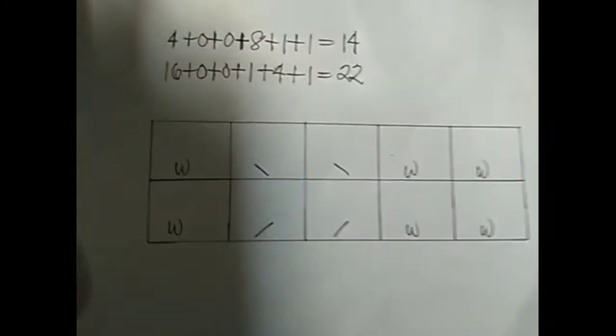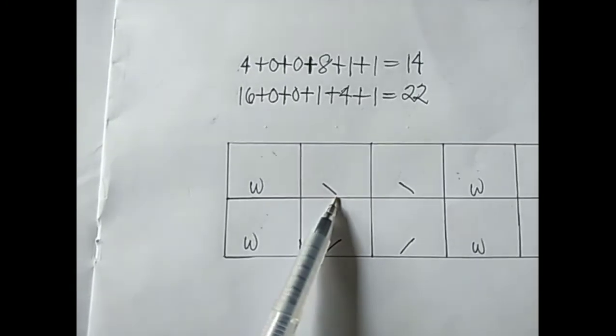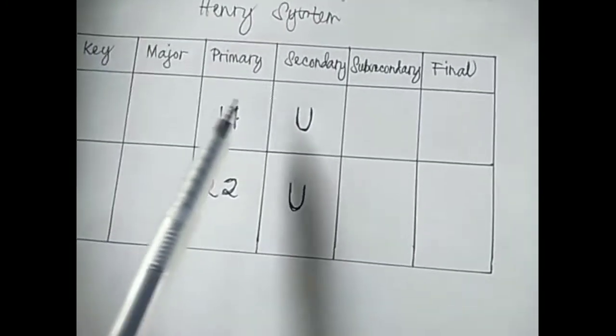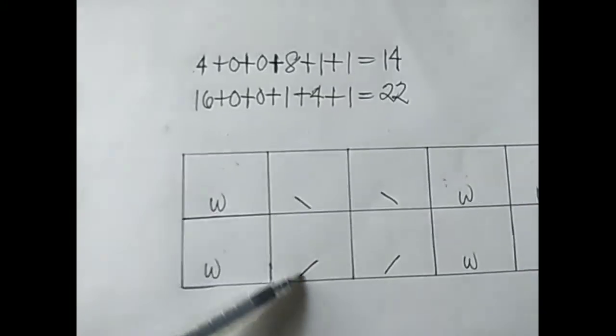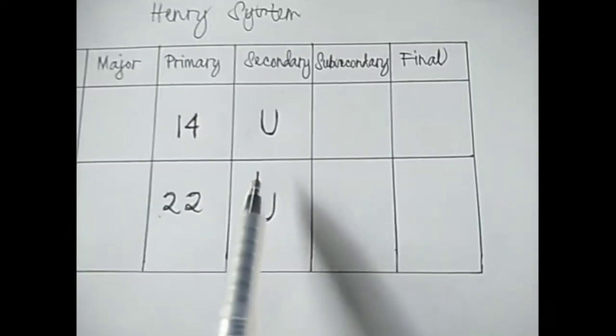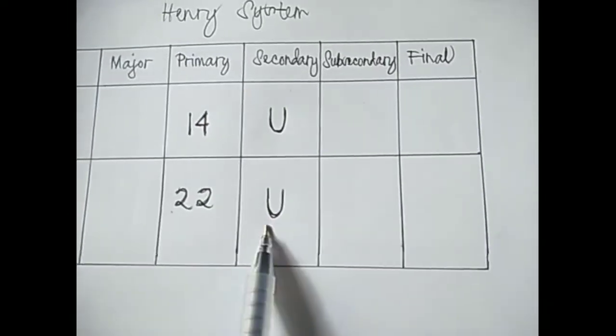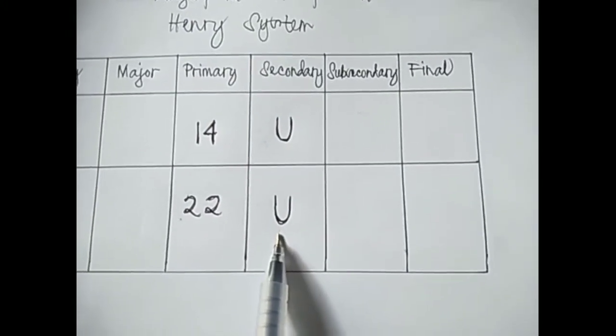So here in the example, the right index or finger number 2 is an ulnar loop. So here the numerator is capital U because it is an ulnar loop. In the example, finger number 7 is an ulnar loop. So in the secondary, the denominator is capital U because it is an ulnar loop.